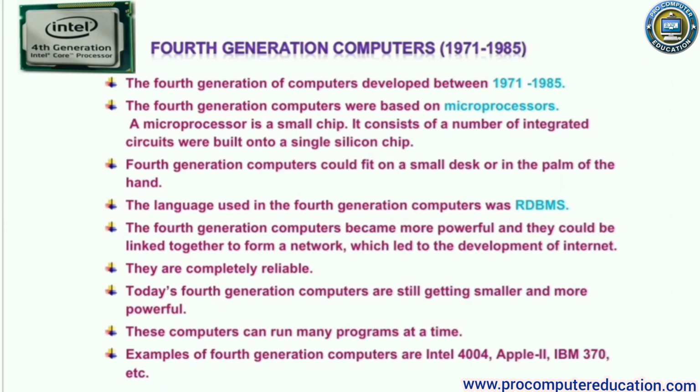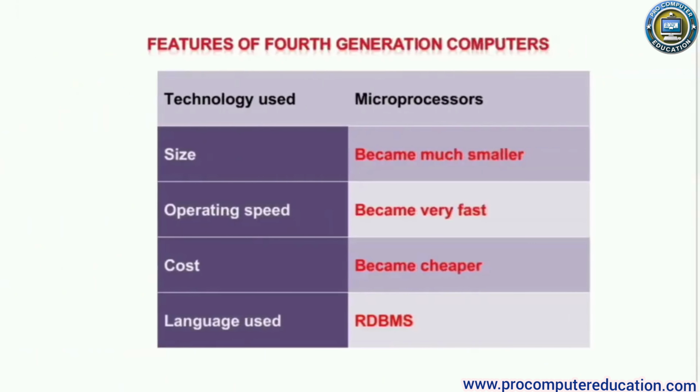Today's 4th generation computers are still getting smaller and more powerful. These computers can run many programs at a time. Examples of 4th generation computers are Intel 4004, Apple II, IBM 370, etc. Now let's know what are the features of 4th generation computers. Technology used: microprocessor. Size became much smaller, operating speed became very fast, cost became cheaper, language used: RDBMS.